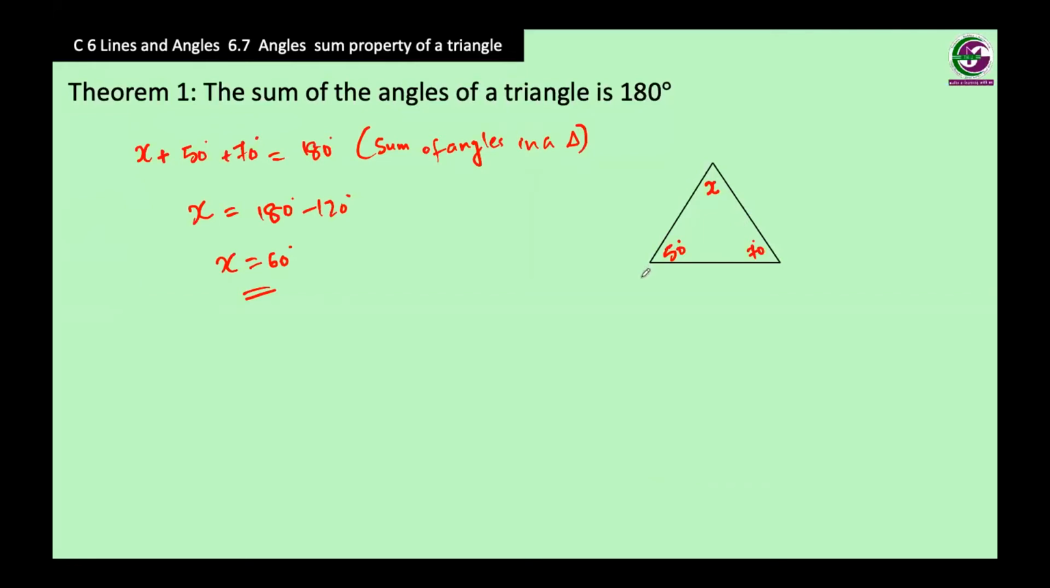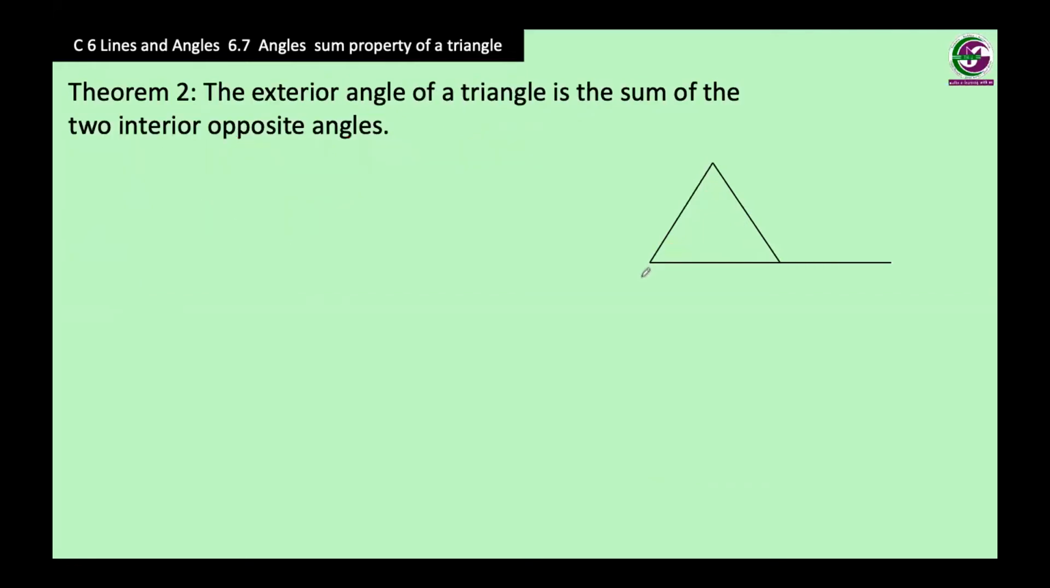Now let us move on to the second theorem of this lesson. Exterior angle of a triangle is the sum of the two interior opposite angles. First of all, we have to see what is the meaning of exterior angle.